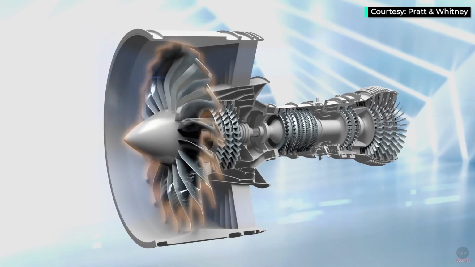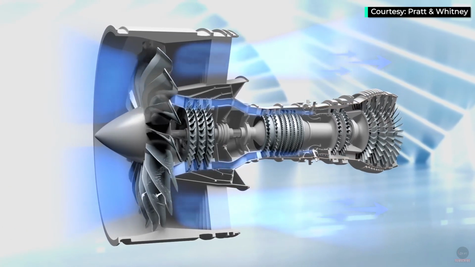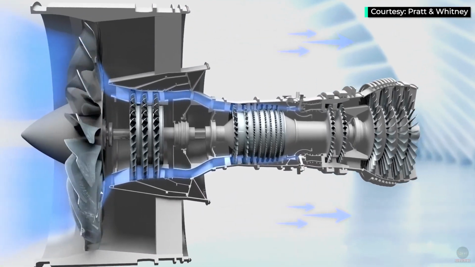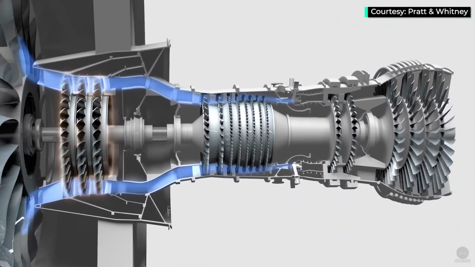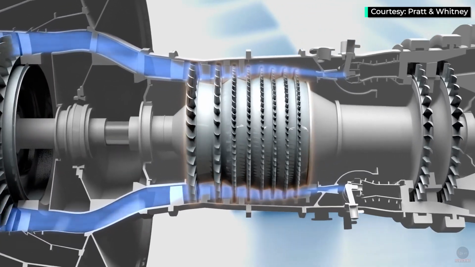A fan at the front of the engine pulls air around the engine and draws in air into the core. The air then goes into the compressor and the compressor blades squeeze the air.